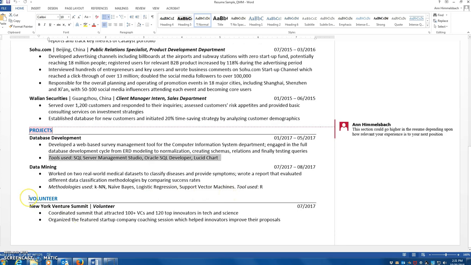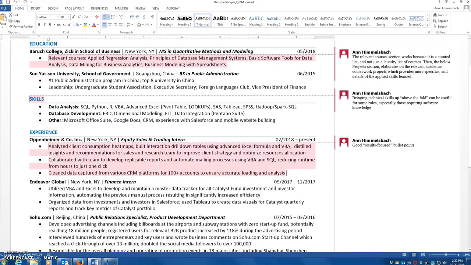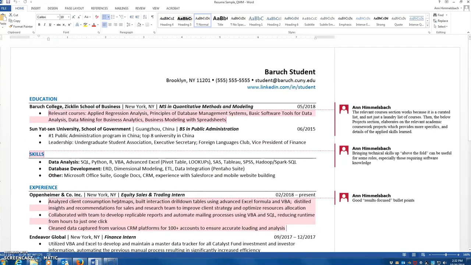And finally, volunteer work. Volunteer work is often very important and highly valued by many employers. So a volunteer section could be helpful. Of course, on our template, we have a leadership section. There are other things that you could put in here, but volunteer is nice if you have it. So that's it for the QMM resume.